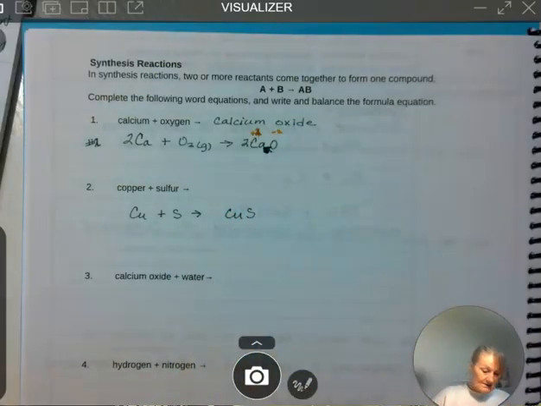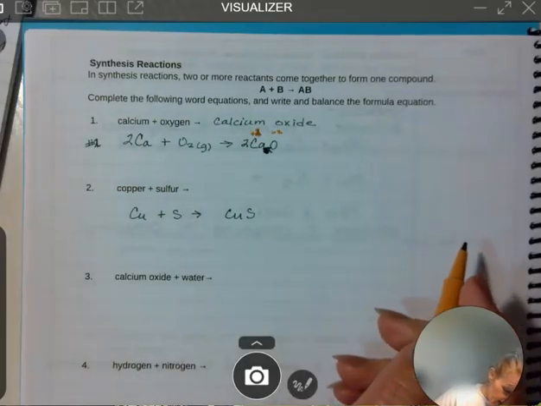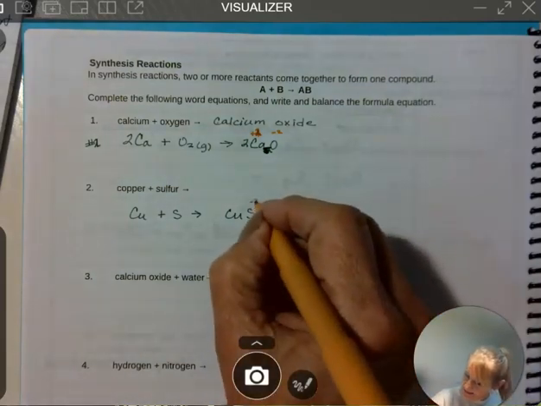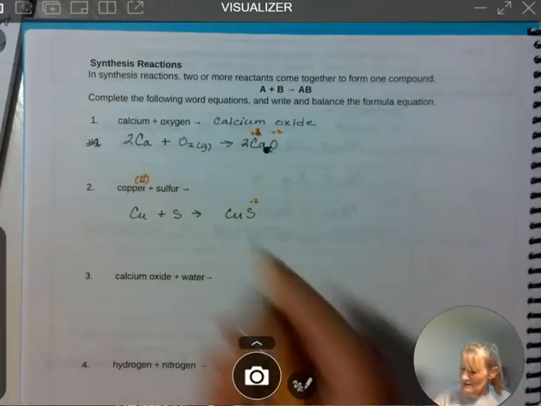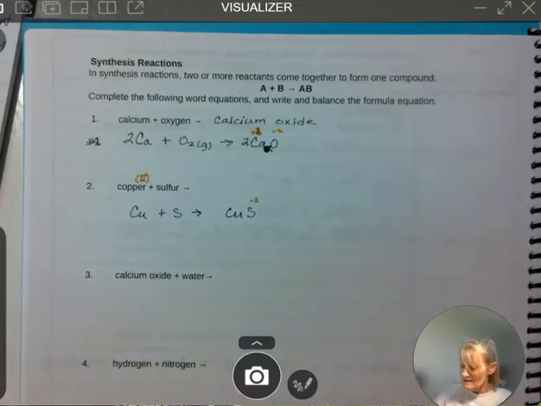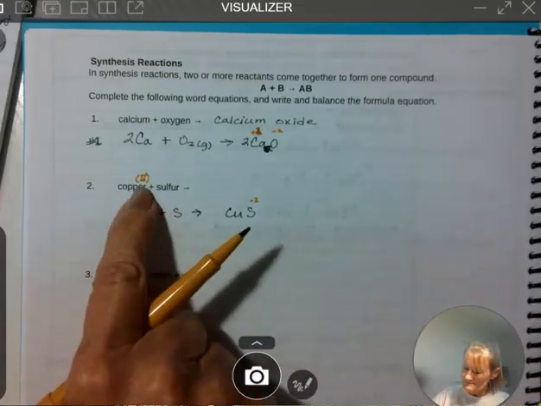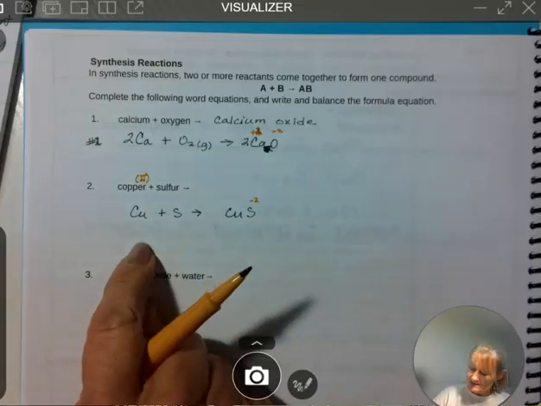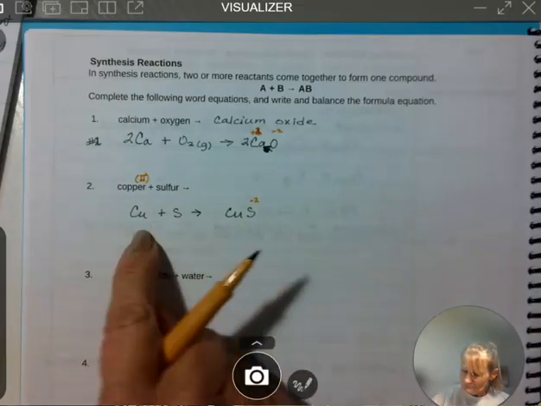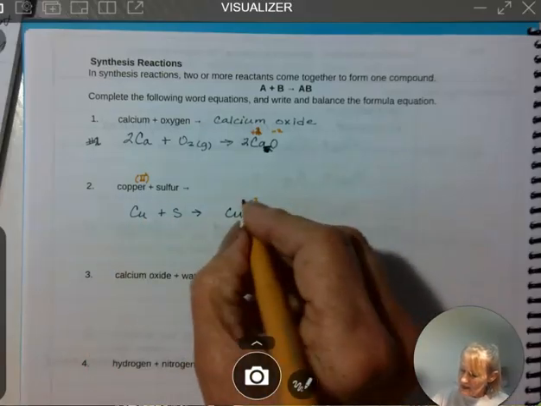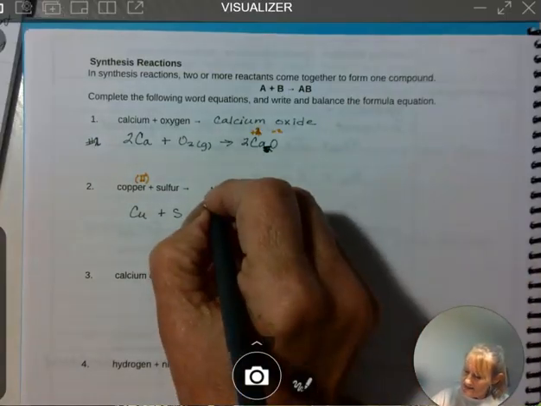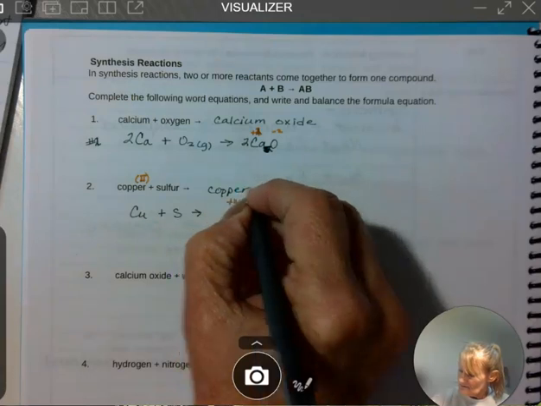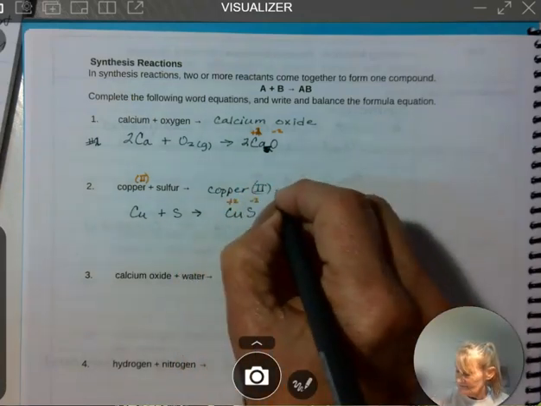Check your charges. Copper, they didn't tell us which it is here, so that's a bad on the part of this, but sulfur is a -2, so we'll just go ahead and assume that this is a +2. It really needs to be told to you. That's a typo error I need to fix on my end, because I would need to let you know which copper it is, because remember, we have copper 1 or copper 2. So we'll just call it copper 2 to make it easy for you. Copper has a 2, sulfur has a 2, and we're done. We would name this as copper 2 sulfide.